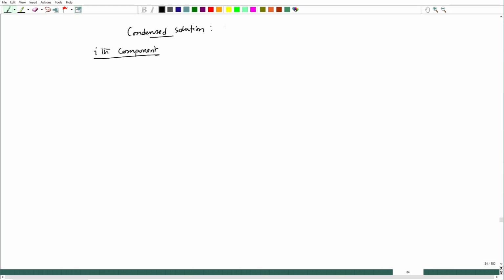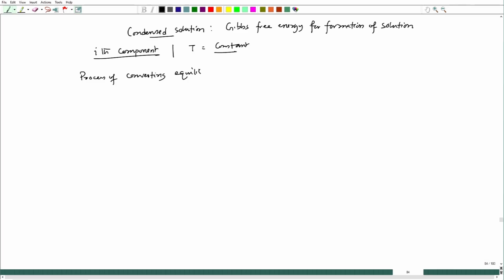if I try to look at, we are trying to find out Gibbs free energy for formation of solution. So, let us say we are taking T to be constant. That means at a particular temperature we are treating it. Now, if I take a situation like a 3-step process, let us consider one process of converting the ith component from pure I to I in solution.